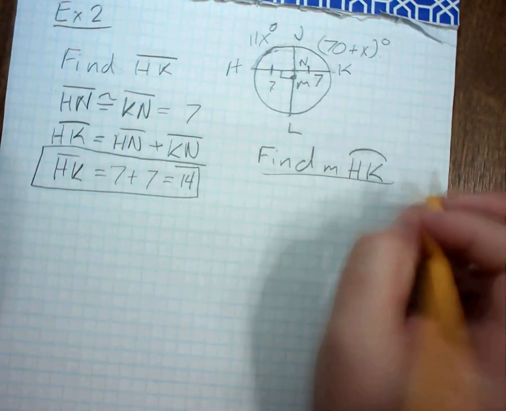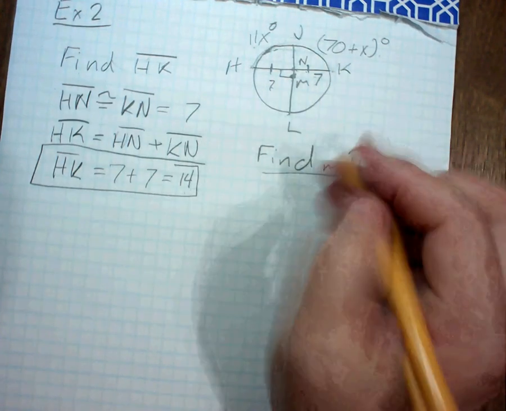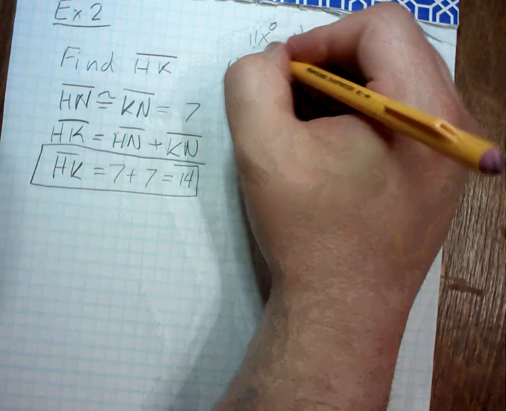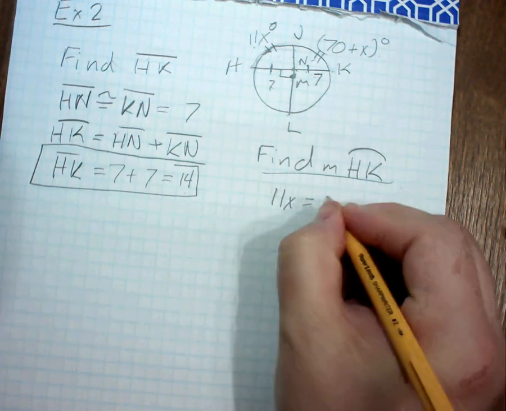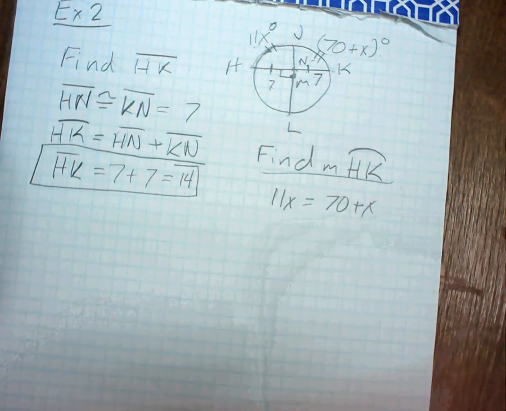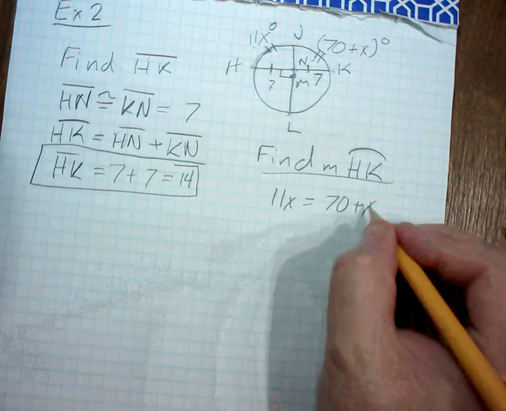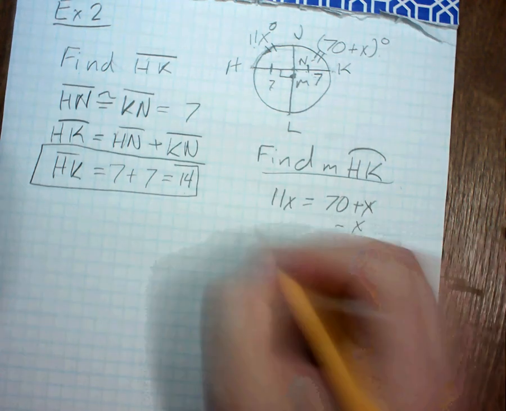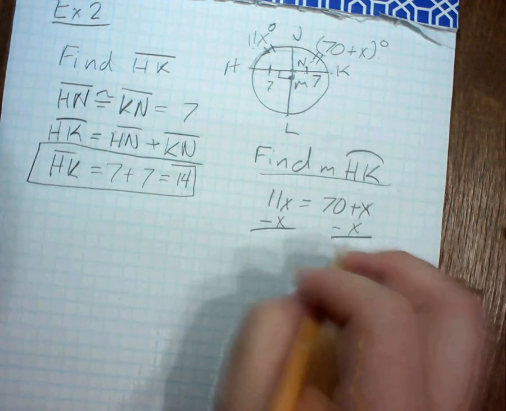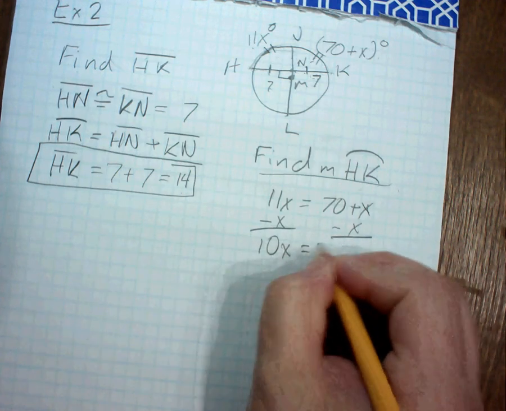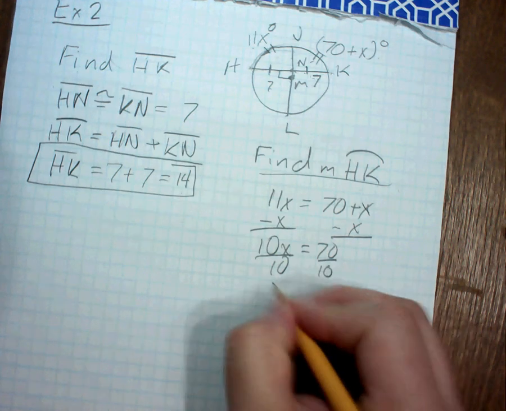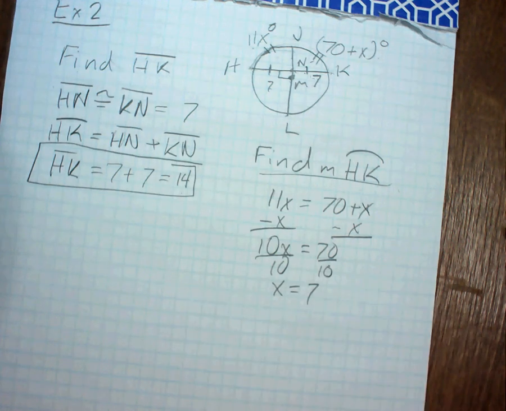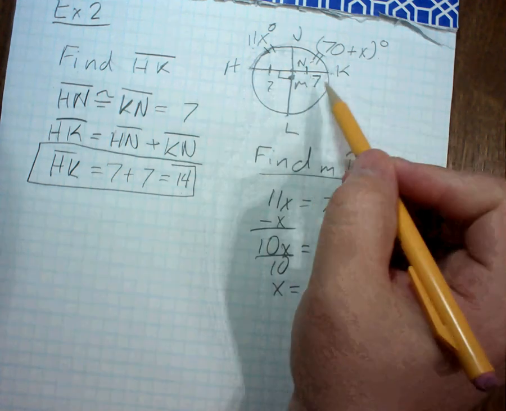Finding the arc HK, though, is a little more challenging. Well, if these two are congruent, then this arc is congruent to this arc. In other words, 11x is equal to 70 plus x. So I'm going to subtract x from this side and subtract x from this side. That gives me 10x is equal to 70. Divide both sides by 10, and that gives me x equals 7. Well, that's great that x equals 7, but it doesn't necessarily tell me the measures of these arcs.